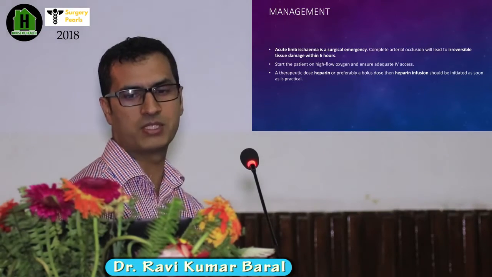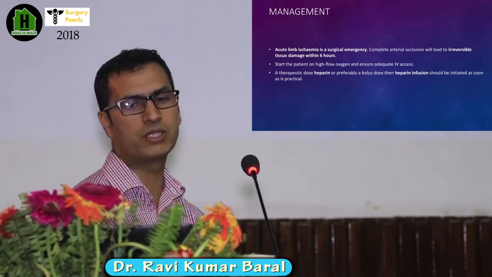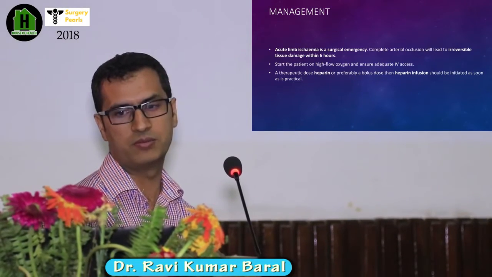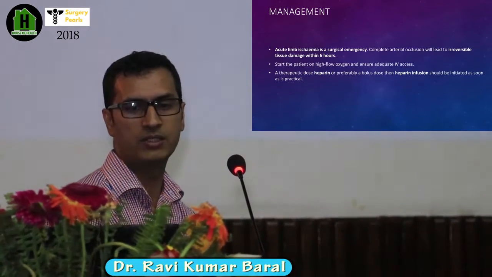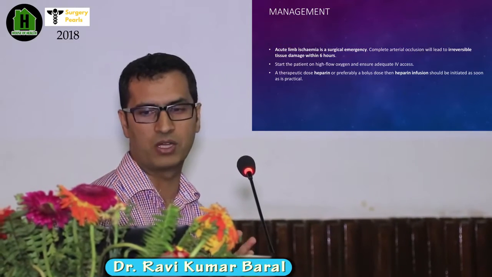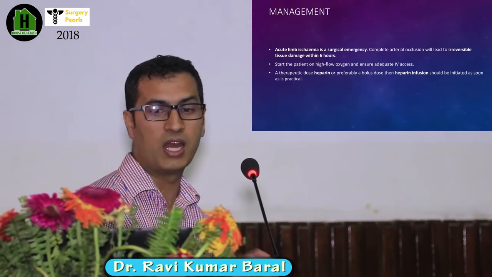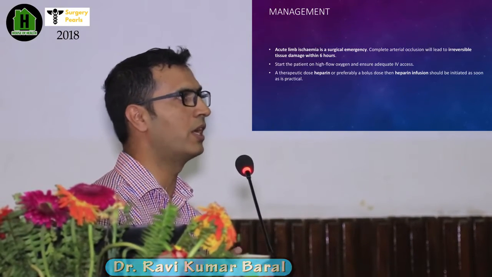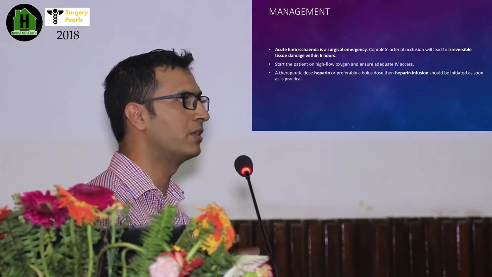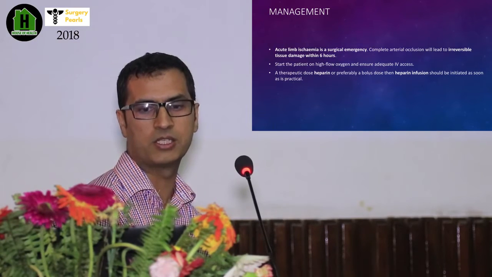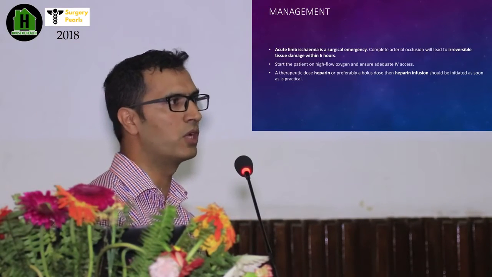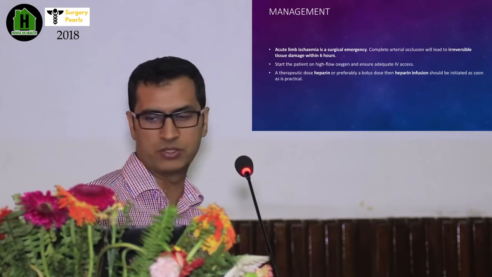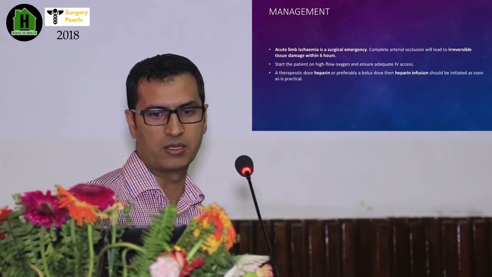So management. There are some basic conduct for the management of this critical limb ischemia. Whenever we come across acute limb ischemia, it is a surgical emergency, and we should start with high flow oxygen, adequate IV access, and therapeutic dose of heparin as soon as we rule out any contraindications for heparin use in such patients. Preferably a bolus dose followed by the initiation of the infusion dose whenever it is practical.